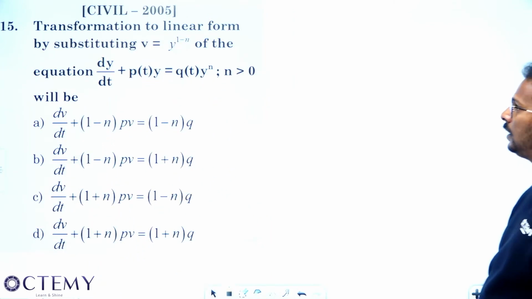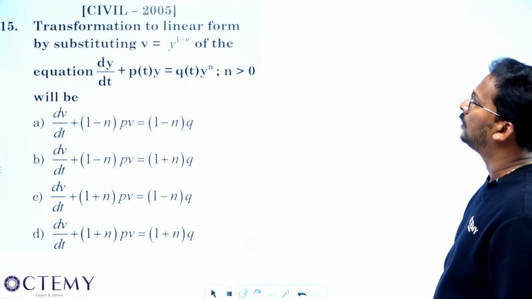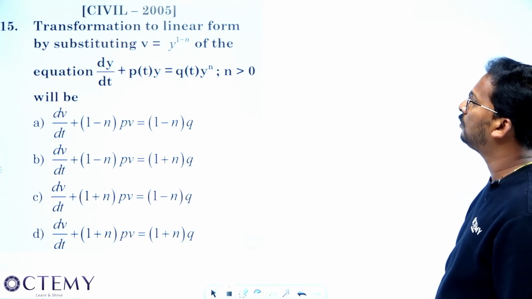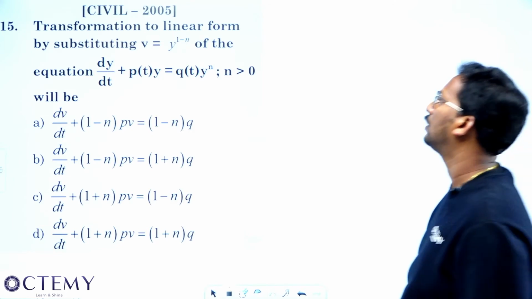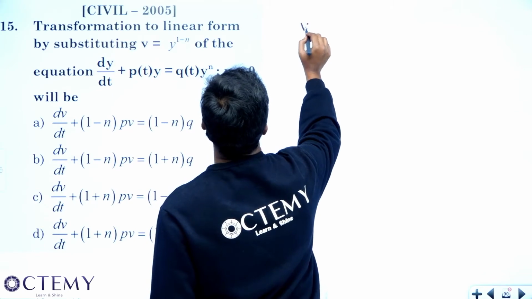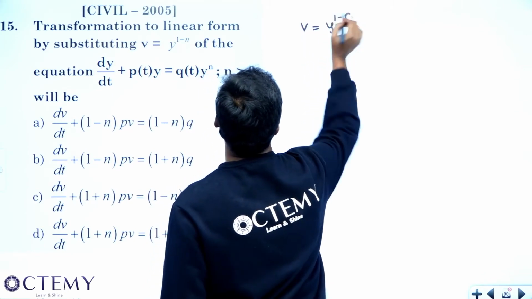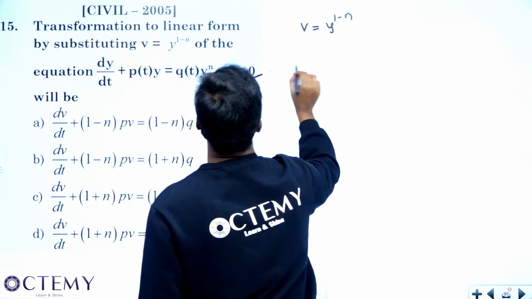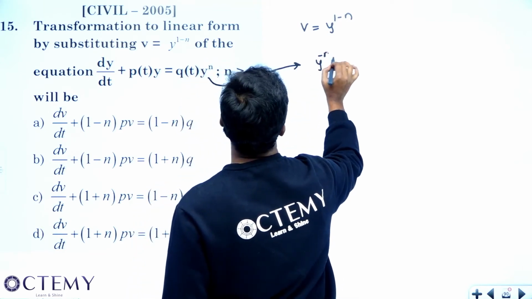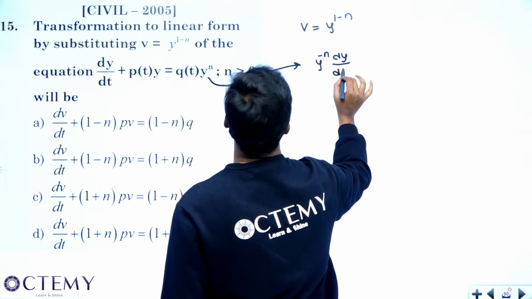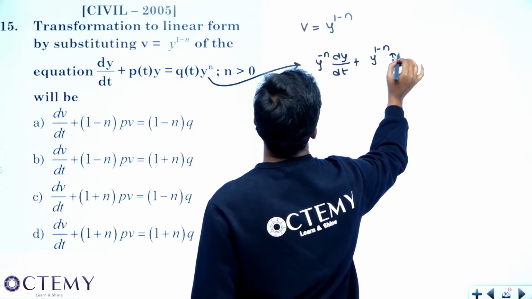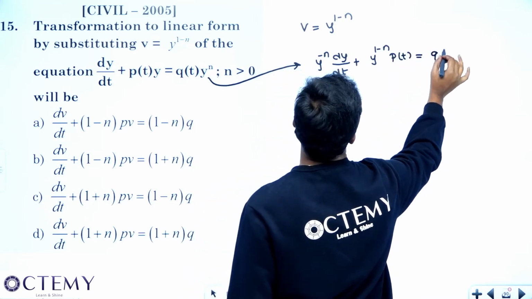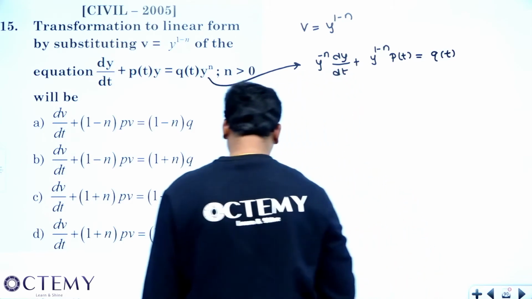See the next question. What is it telling? The transformation to linear form by substituting v is equal to y power 1 minus n in the equation dy by dt plus p(t) y is equal to q(t) y power n will be. Very good, this is the Bernoulli equation. We are putting v equal to y power 1 minus n, sir, right? So we have to divide this by y power n. So y power minus n dy by dt plus y power 1 minus n p(t) is equal to q(t), right? So see, sir, what will this become?